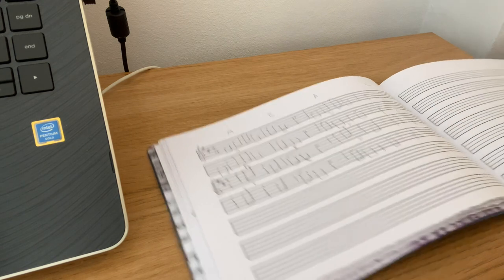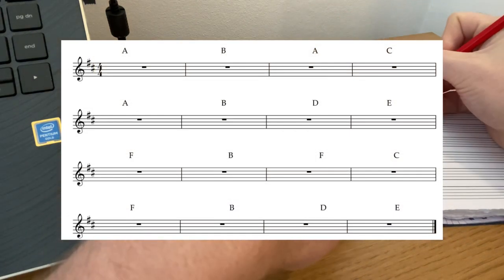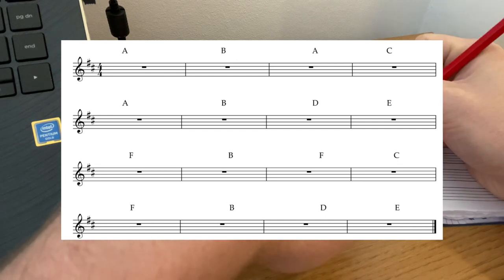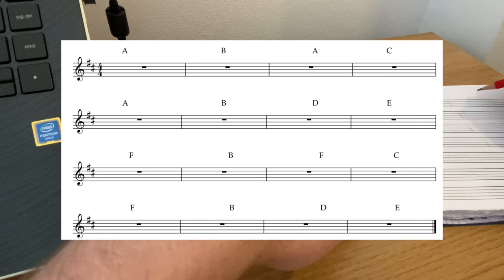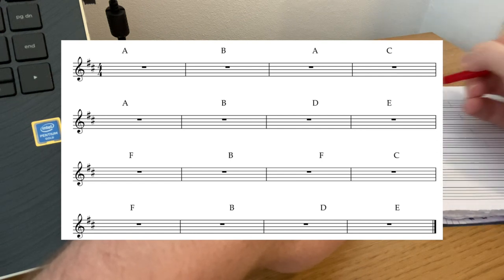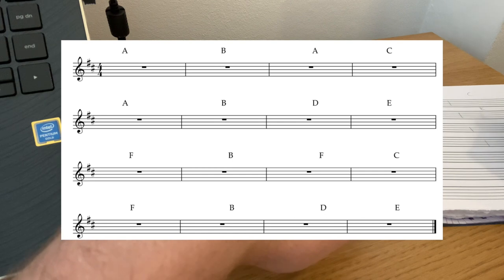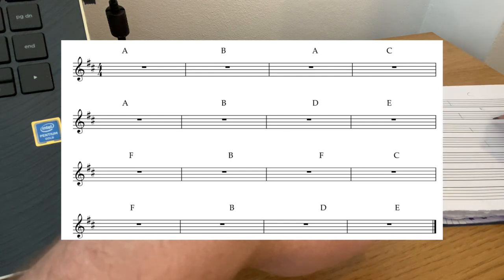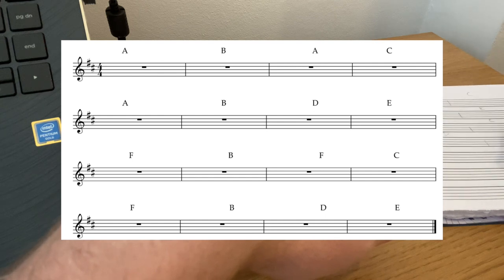So just to make it a bit clearer as to what structure we've used, excuse that pencil. We've gone for bar A, bar B, then you repeat bar A again. Then you have bar C, then you repeat bar A, bar B, and then you finish off with a completely different two bars, bars D and E. Then into the second part, we've got bar F, bar B, bar F, bar C, bar F, bar B, bar D, and bar E.